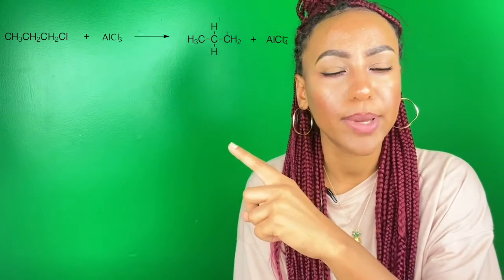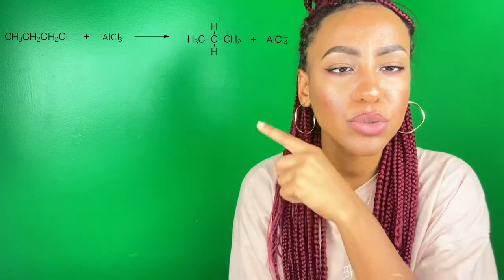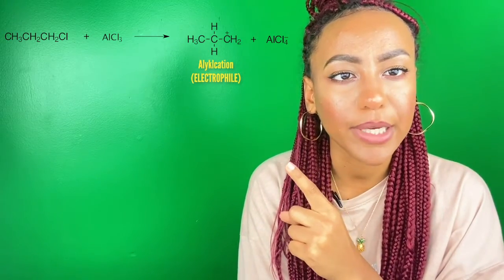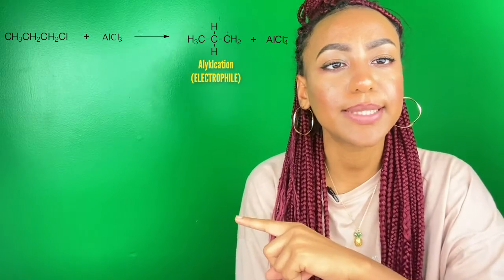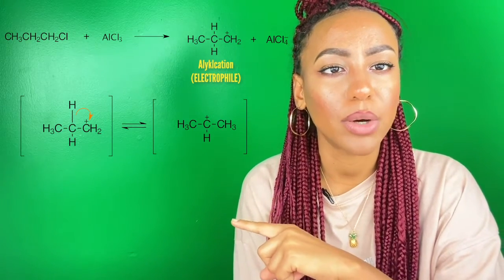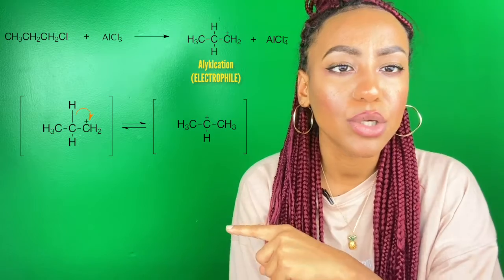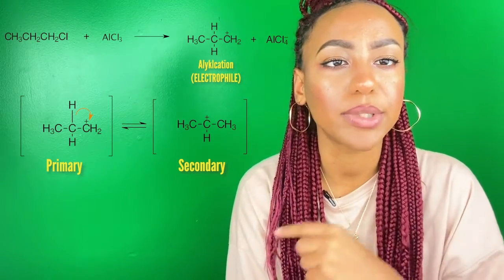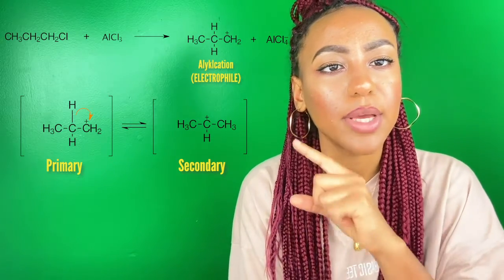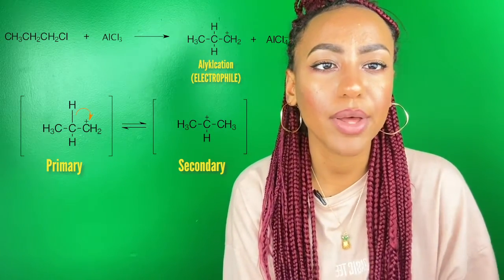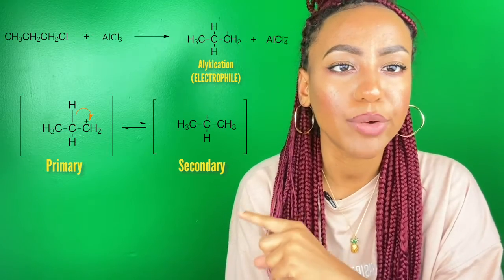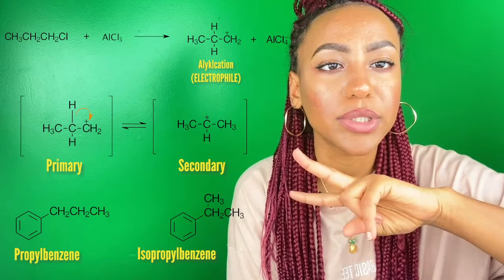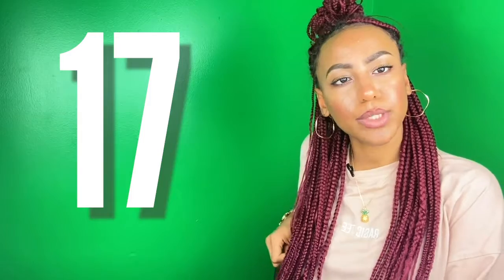Here we see chloropropane reacting with a Lewis acid to generate the electrophile, that is the carbocation. That is a primary carbocation that is generated. Here we see that same electrophile undergoing rearrangement to form a secondary carbocation. It does this because it's more stable for it to be a secondary carbocation than a primary carbocation. However, this will lead to a rearranged product, because as you can see, they will form two different types of alkyl benzenes.